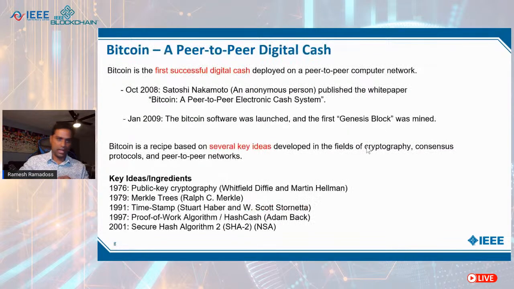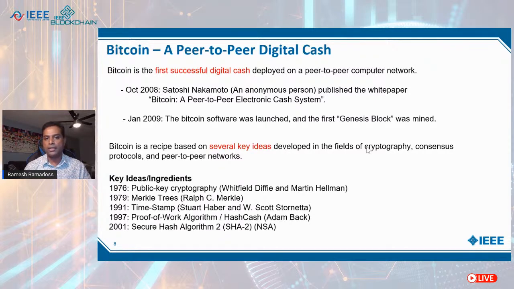So let's look at that in more detail here. Bitcoin is the first successful digital cash deployed on a computer network, specifically a peer-to-peer computer network. And the dates are there. We already talked about these dates. October 2008, an anonymous person who goes by Satoshi Nakamoto published the white paper, and then January 2009, the code was launched.